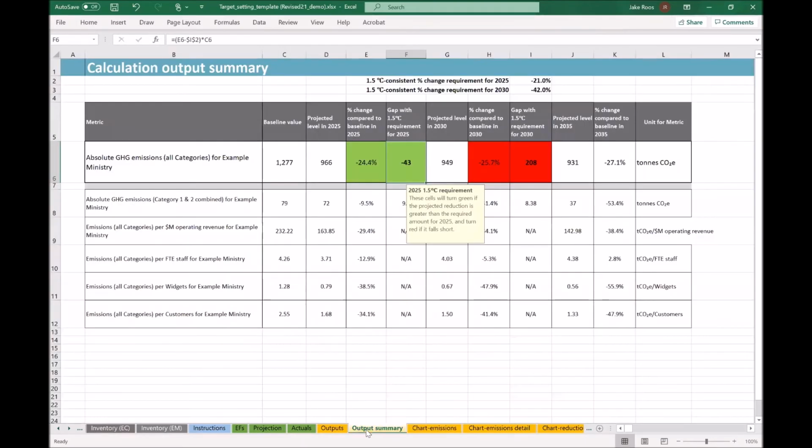So if we go back to output summary, here we have a lovely green set of cells saying that the amount of reduction in 2025 is 24.4%, which is a greater reduction than was required, which is 21%. And the gap is 43 tonnes. So they've actually overshot the target level, or I should say the 1.5 degree level by 43 tonnes. So that's pretty good. But you can see here in 2030, it's still red.